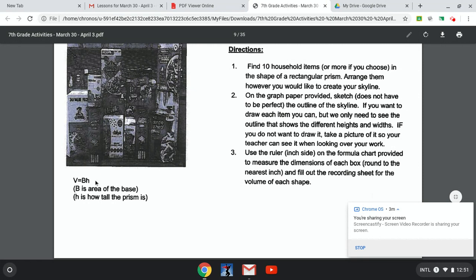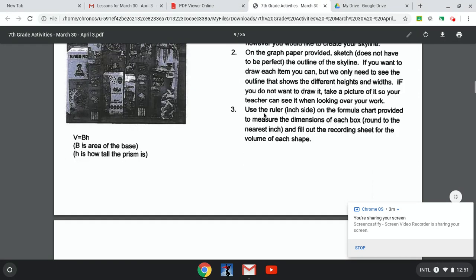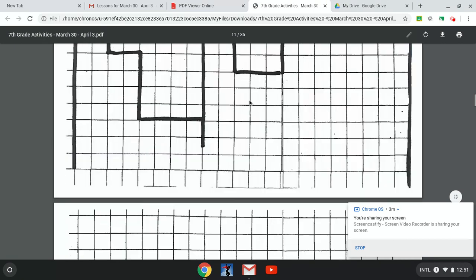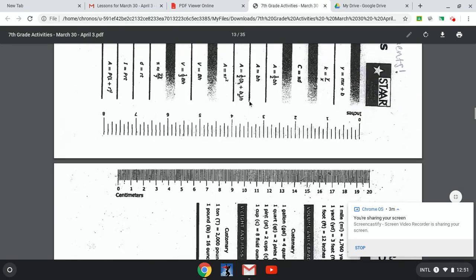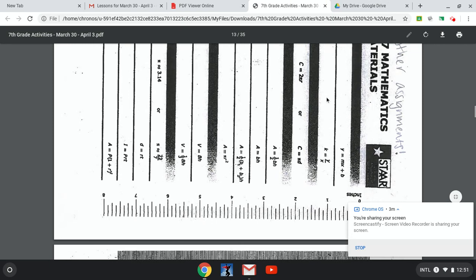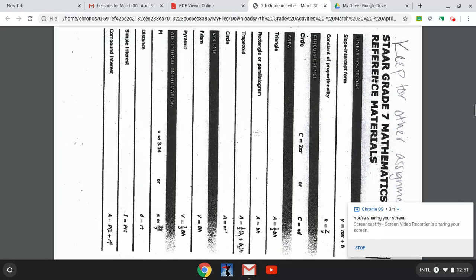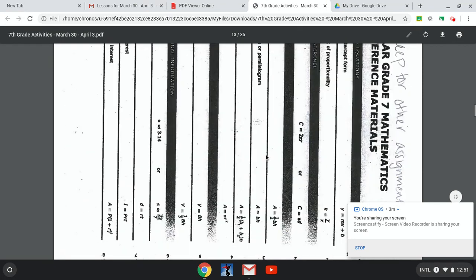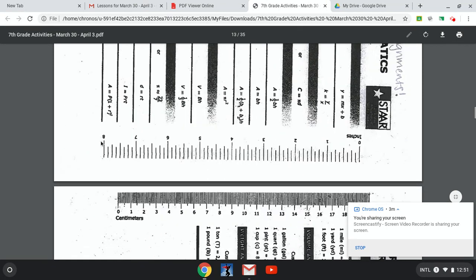The actual math part that goes with this is you're going to need to find the volume. Remember, here's your formula of each box. And so you were given inside here a formula chart. If you need this here, here's your formula chart. And on your formula chart, you have a ruler and you have a side that's inches. So if you don't have a ruler at home, you are welcome to use this.